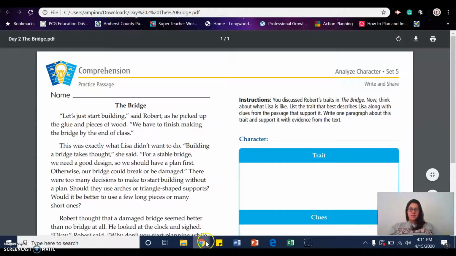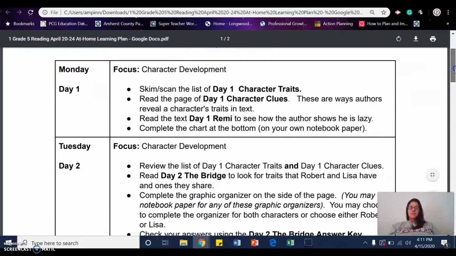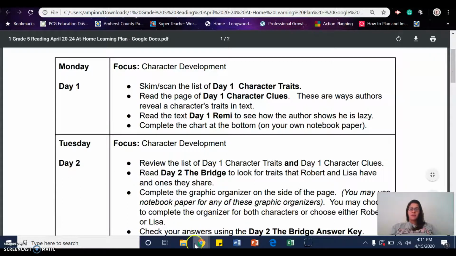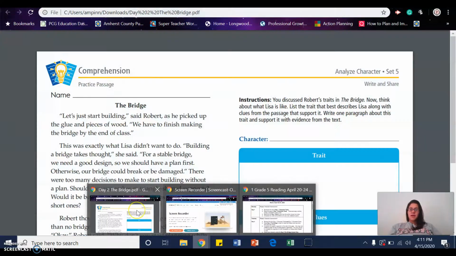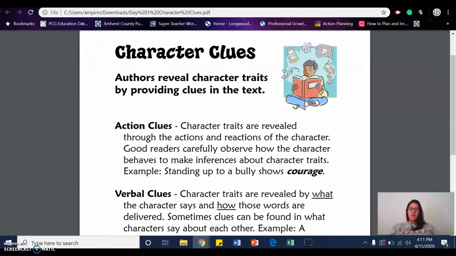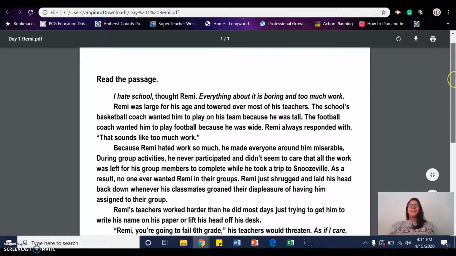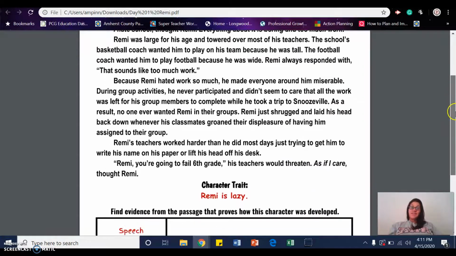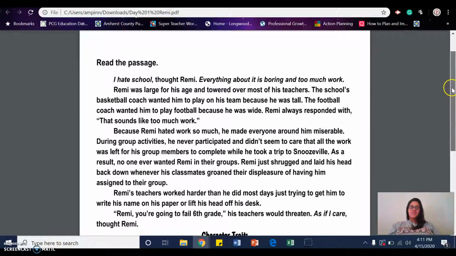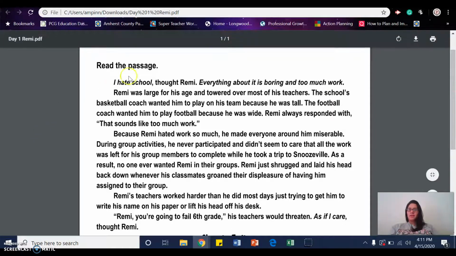Now, the other assignment, let's see. It says to read day 1 called Remy. All right. So we are going to find which one that is. Right here. It says, read the passage, "I hate school," thought Remy. So this sounds like a very interesting story. So why don't we go ahead and look at it and read it?